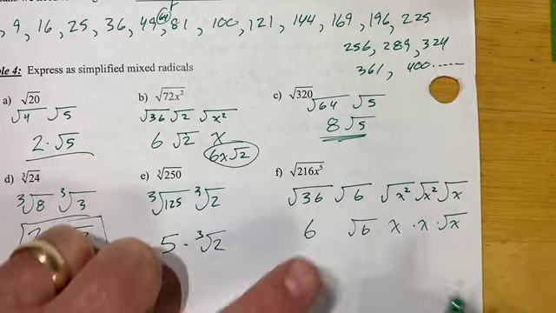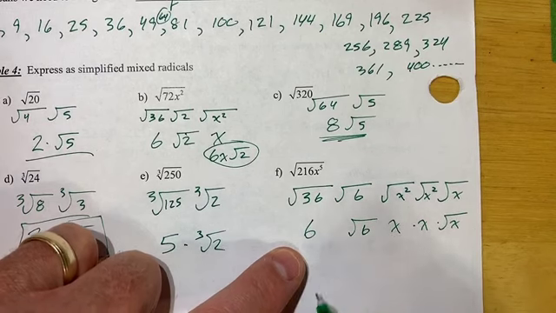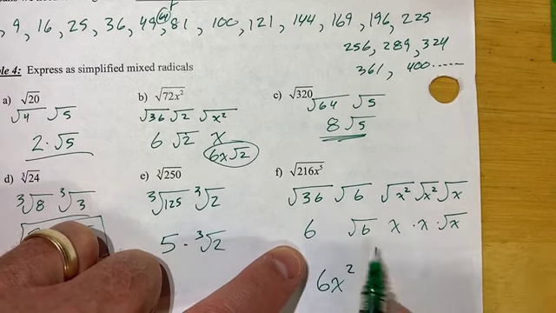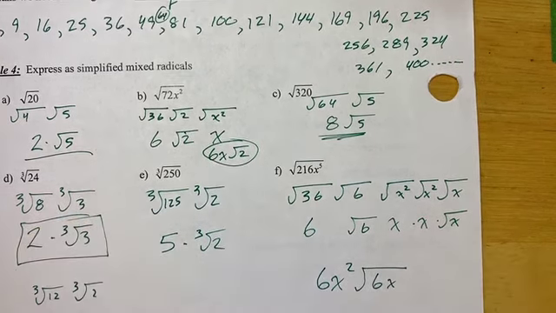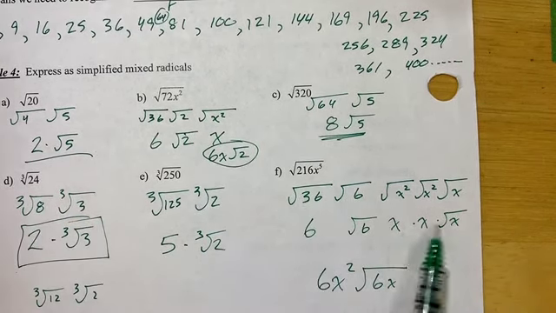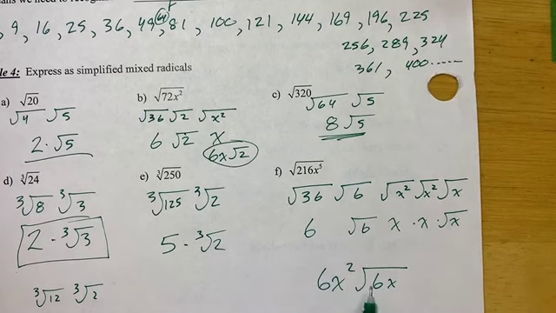This is 6. Okay, so here's what I got. 6 times x times x. I've got 6x squared. Inside the root, I still have a 6. I still have an x. 6x. See, I can break this down using x's and also using numbers. I can do them as 2 different parts.